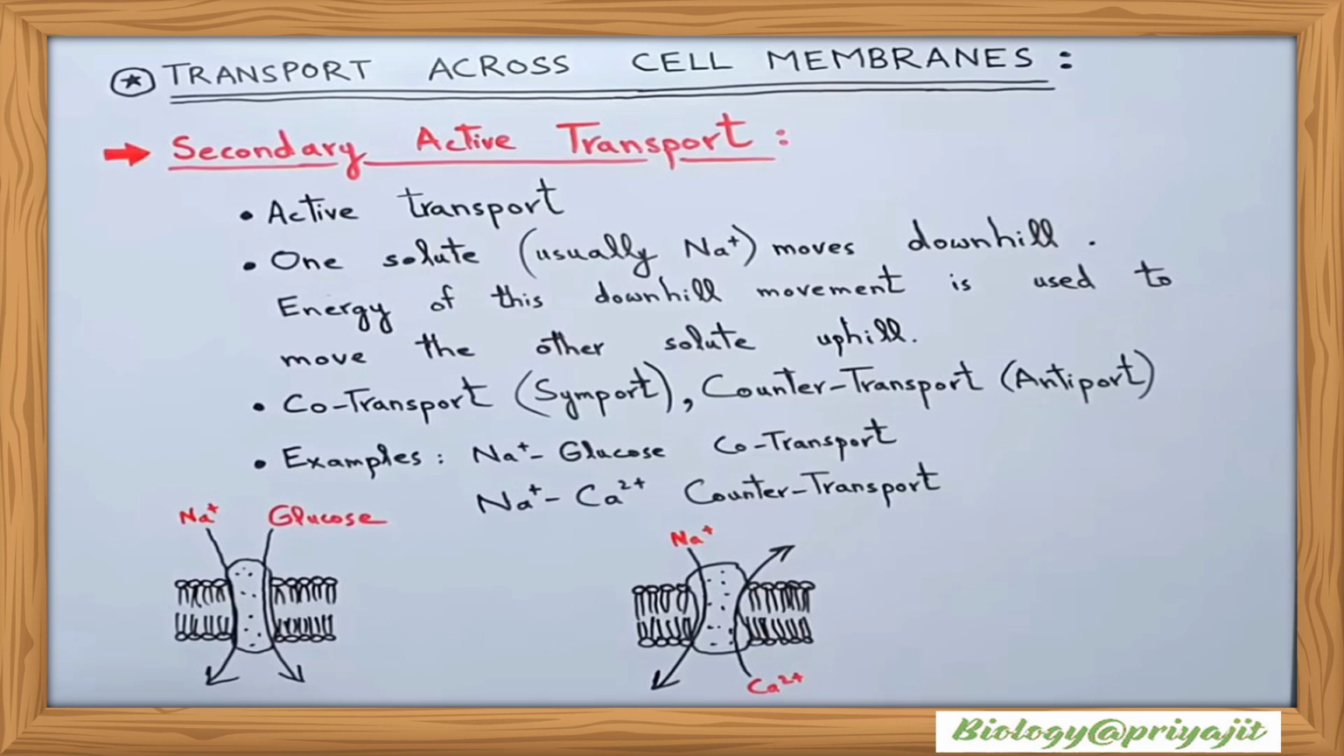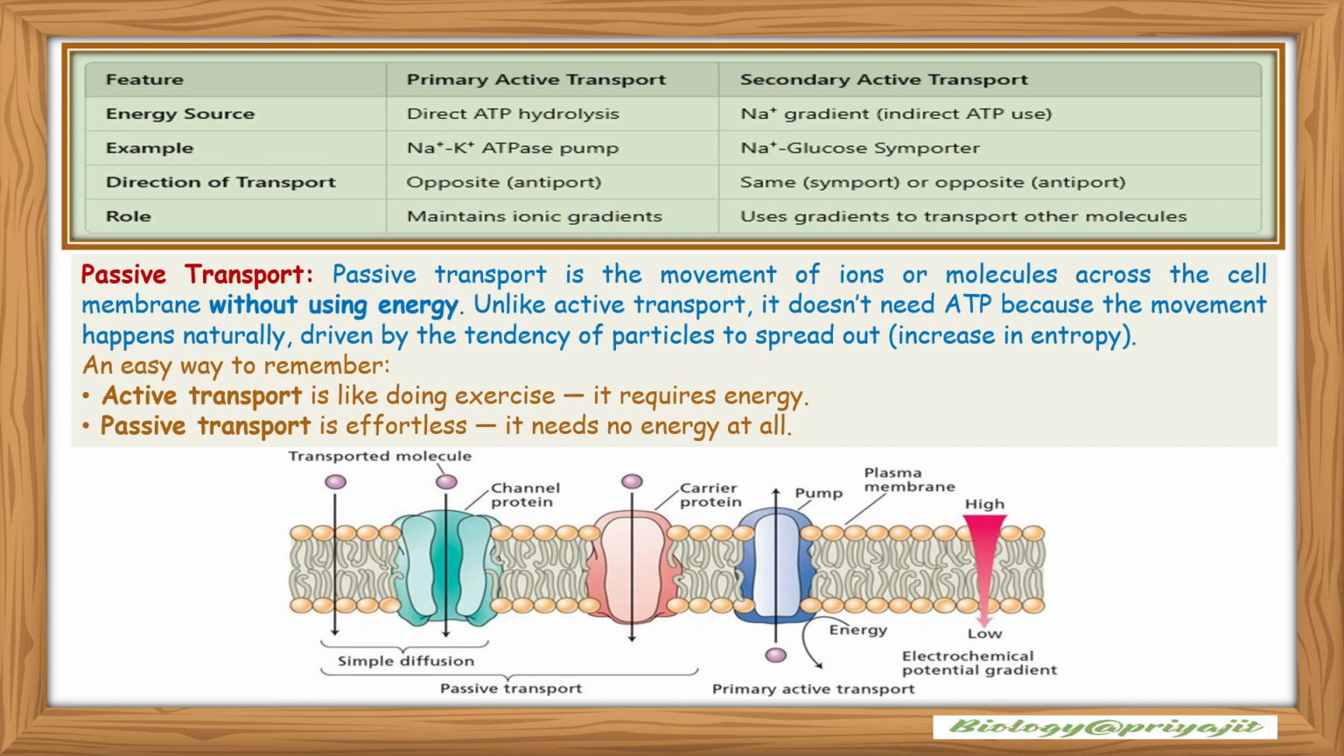Its examples include Na+ glucose co-transport and Na+ Ca2+ counter-transport. The image shows the Na+ glucose co-transport and the Na+ Ca2+ counter-transport. This is the table showing the difference between primary active transport and secondary active transport.